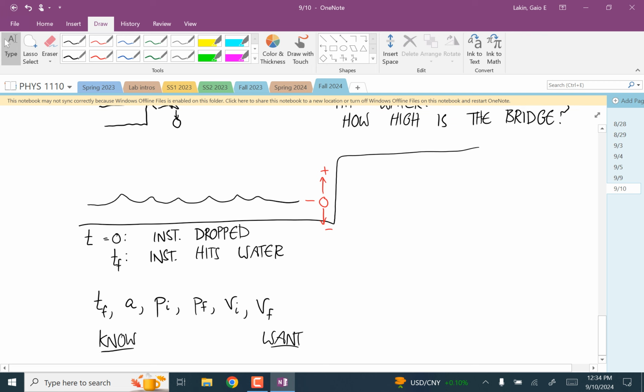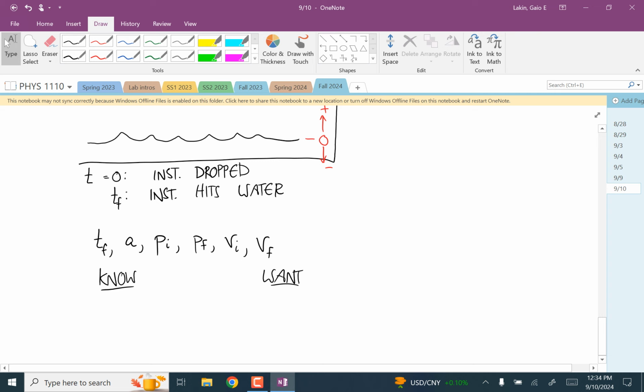Okay, so time final is what the stopwatch says when we turn it off. Do we know what time final is? Yes, we do. That's one thing we're given. Yep, so 1.2 seconds.